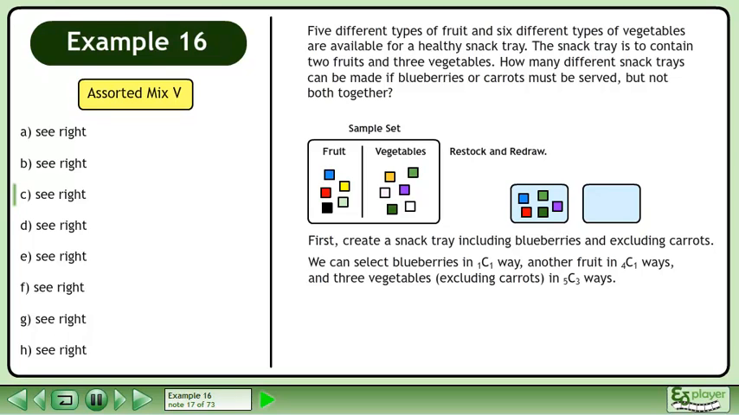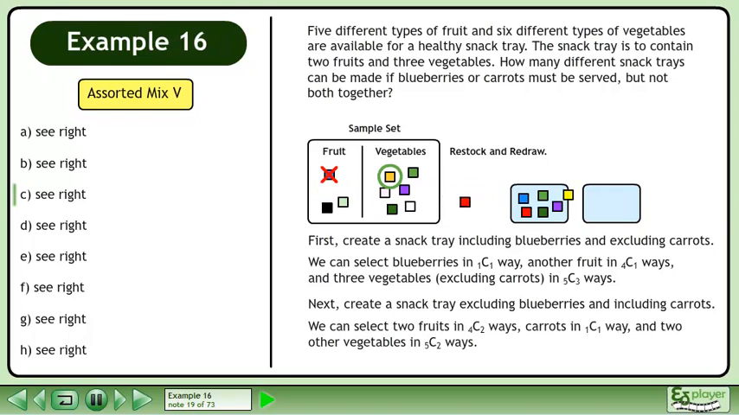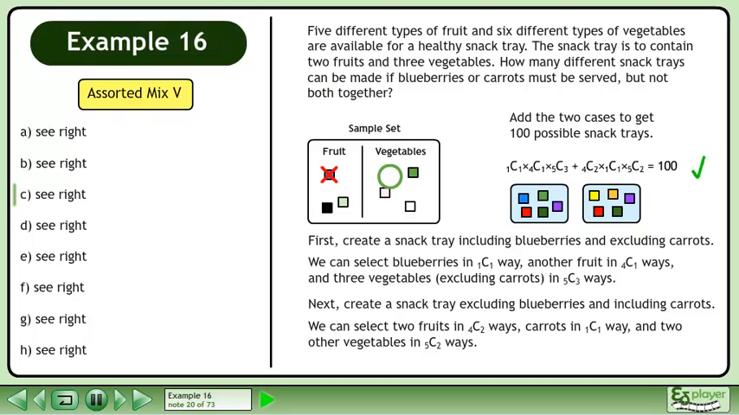Restock and redraw. Next, create a snack tray excluding blueberries and including carrots. We can select 2 fruits in 4 choose 2 ways, carrots in 1 choose 1 way, and 2 other vegetables in 5 choose 2 ways. Add the 2 cases to get 100 possible snack trays.